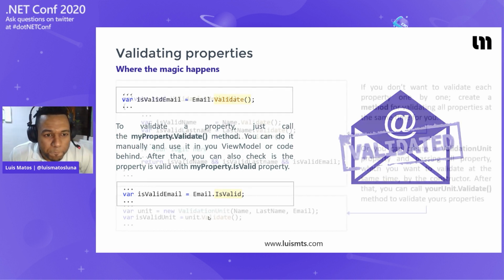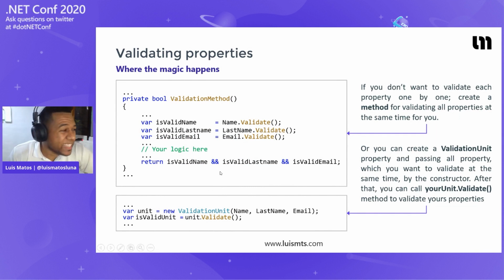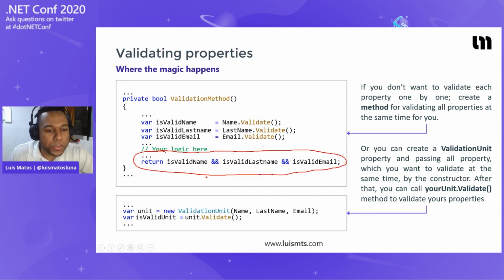This is an example of how you can validate your property, where the magic happens, right? So you have your validation method, and you can validate all the properties that you have manually. If you want, you have all your logic there. I have here a simple validation logic that just checks if all the properties are valid, right? But we can do all of this manually, or we can just create a validation unit.